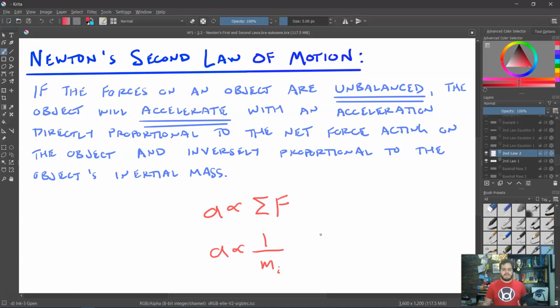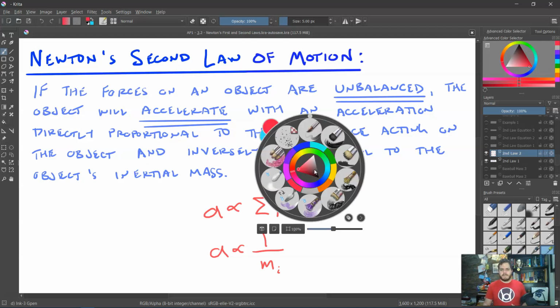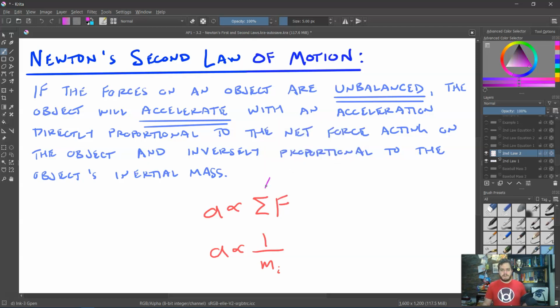This one makes a good deal of sense. If you have an object with a greater inertial mass, and inertial mass is the ability to resist acceleration, we should expect a smaller acceleration. But let's talk about this top one for a second. What does this mean? This right here is a symbol that is the Greek letter capital sigma, and some of you are probably familiar with it from your math class. This just means sum, like adding together.